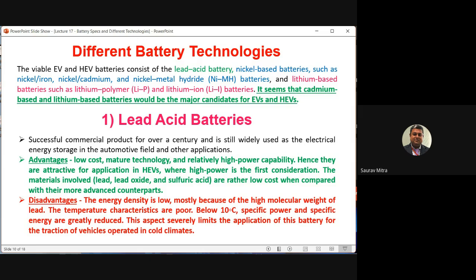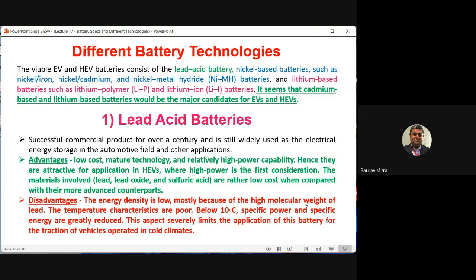So, lead acid batteries are high power batteries. Materials involved: lead oxide, sulfuric acid, like that. They are rather low cost when compared with their more advantageous counterparts. What are the disadvantages? Energy density is low. It is said that it has high power capability, but energy density is low. That means lead acid battery is a better contender for HEVs, but not for EVs. That you have to understand.